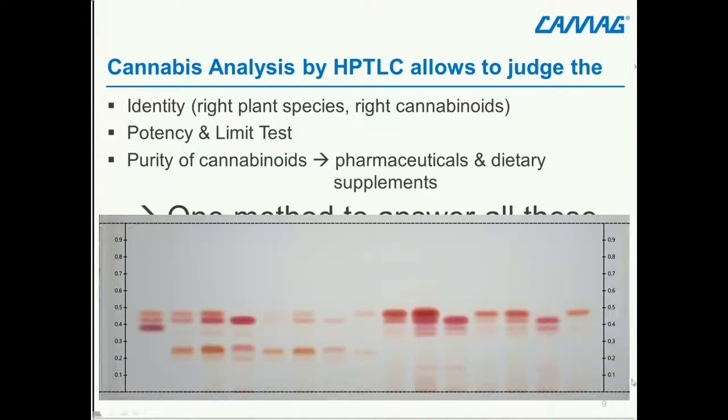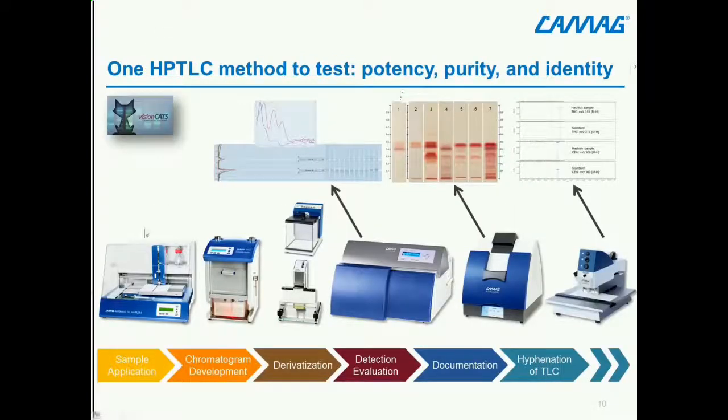This shows now an example about the developed method, and here you can see the whole process. So with one method we can test the potency and purity. This would be this part with the scanning densitometry, and we can test the identity by visual inspection with the TLC visualizer after derivatization, and structure confirmation can be done in a fast way with the TLC-MS interface by mass spectrometric analysis.